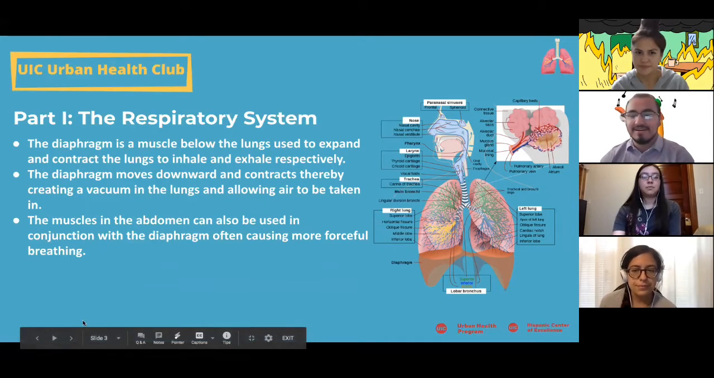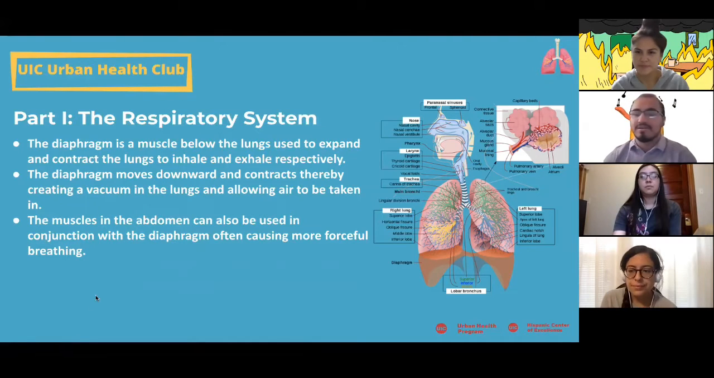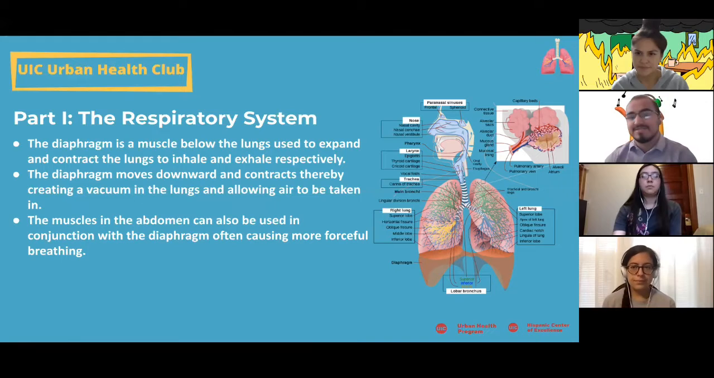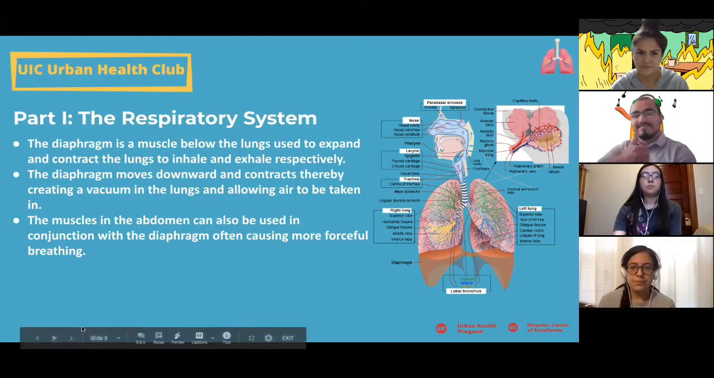And then other muscles can be used at times alongside the diaphragm. The two most common circumstances are rigorous exercise and respiratory dysfunction, which can also just be an asthma attack. So yeah, that's the diaphragm.